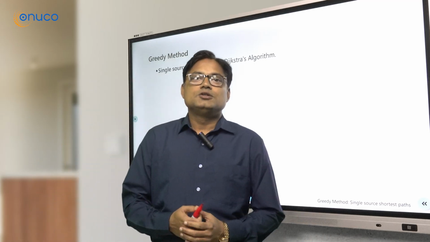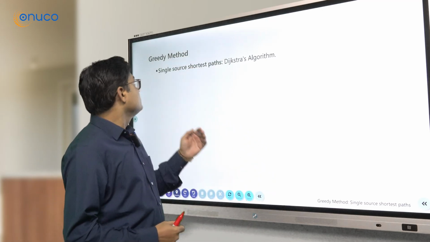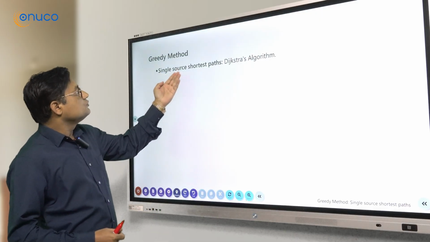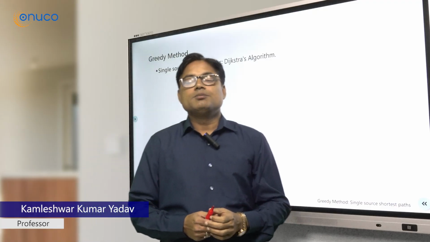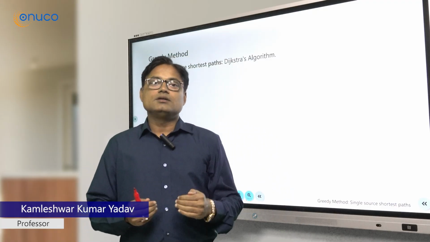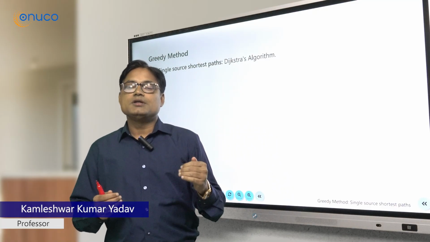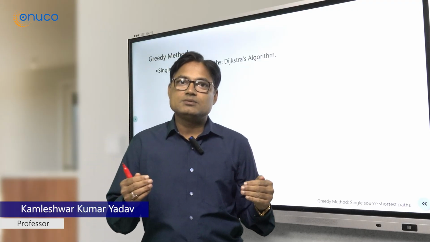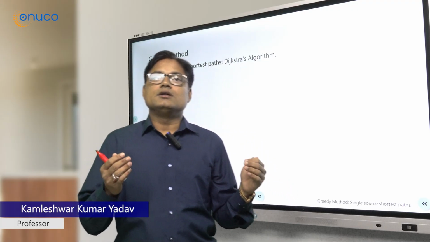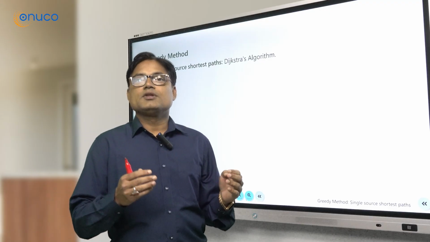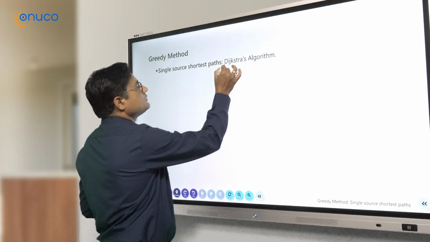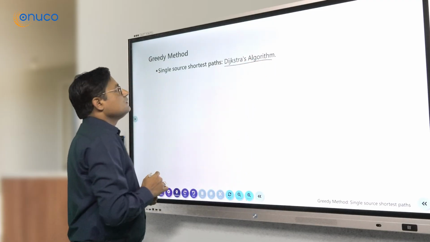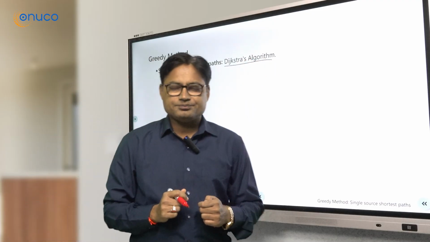Hi friends, today we are going to learn the greedy method single source shortest path, that is Dijkstra's algorithm. Remember that in the greedy technique earlier we have learned minimal spanning trees using Prim's algorithm, Kruskal's algorithm, greedy knapsack, and job sequencing problems. Dijkstra's algorithm is used to find the single source shortest path.